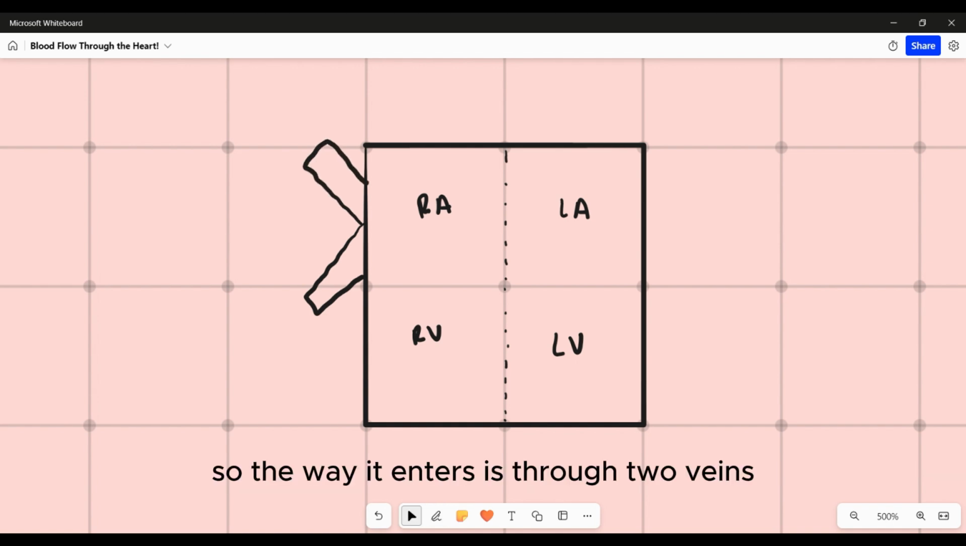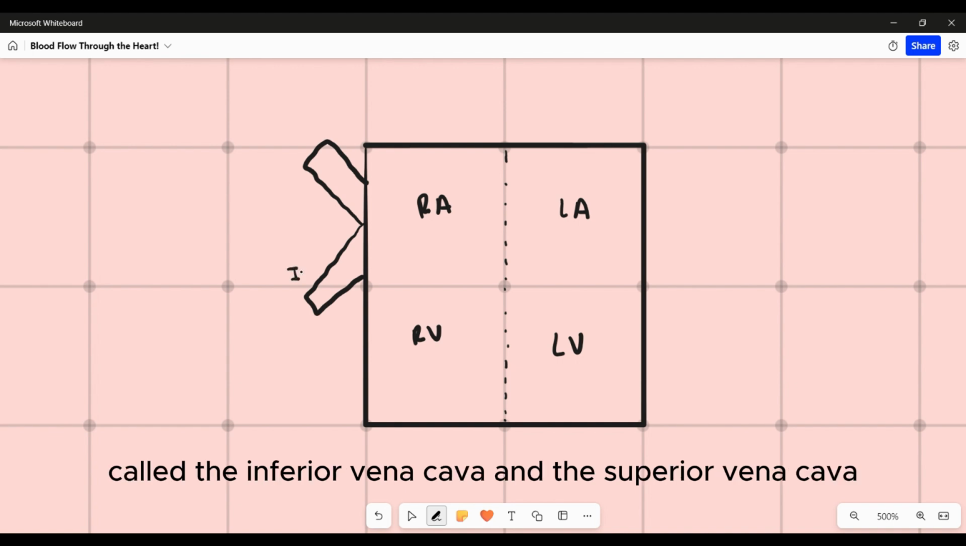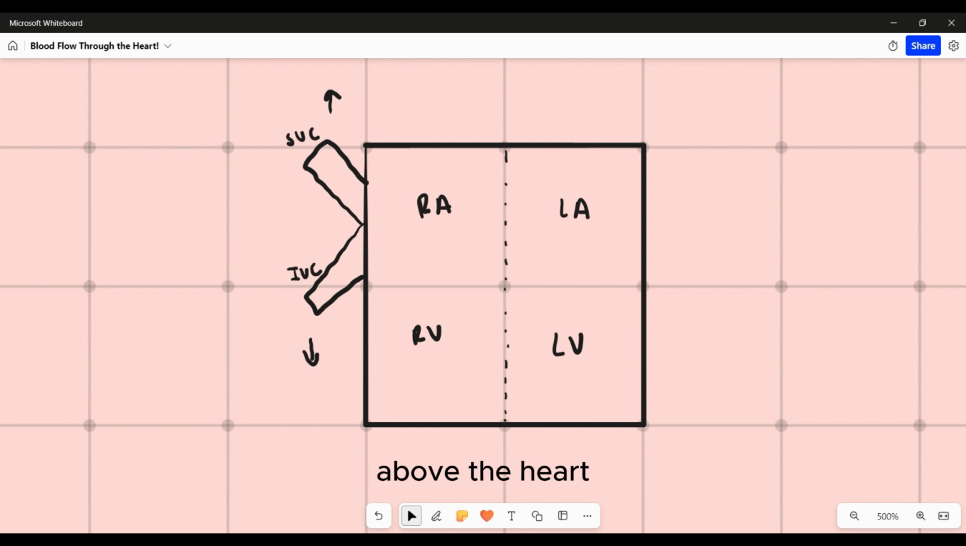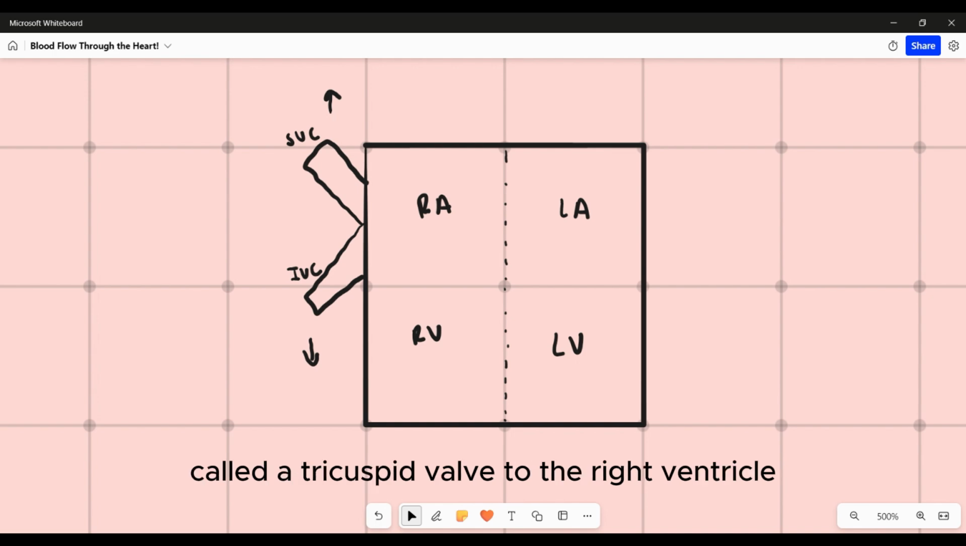So the way it enters is through 2 veins called the inferior vena cava and the superior vena cava. The inferior vena cava brings in blood from areas of the body under the heart, and the superior vena cava brings in blood from areas of the body above the heart. From the right atrium, the blood then travels through a valve called the tricuspid valve to the right ventricle.